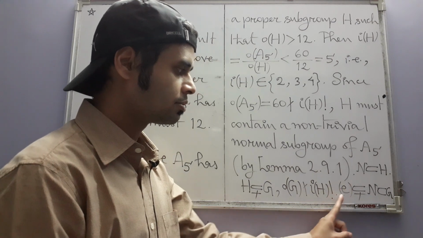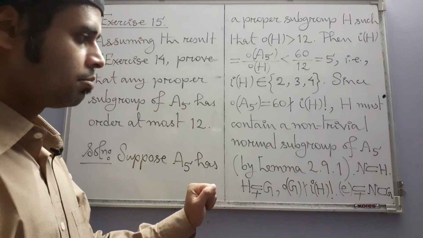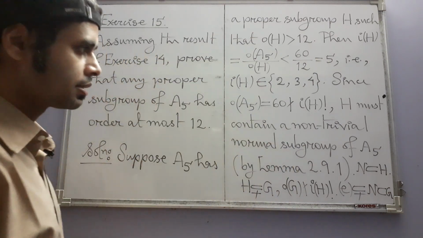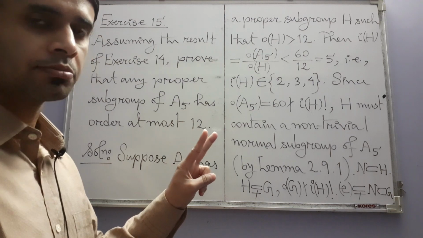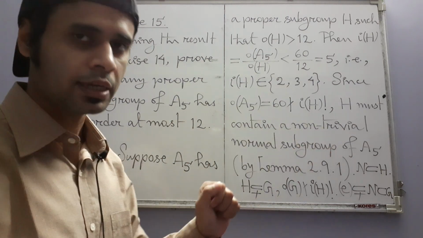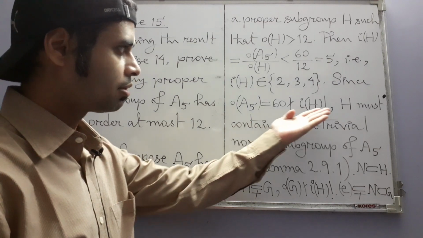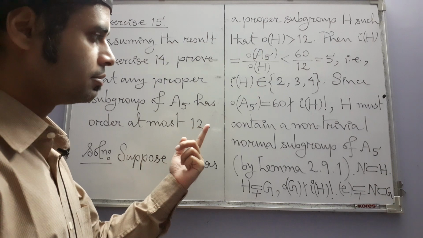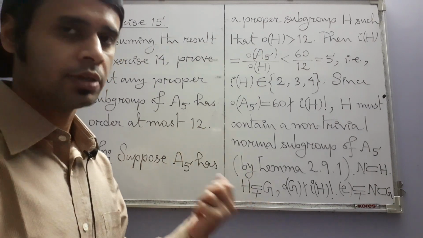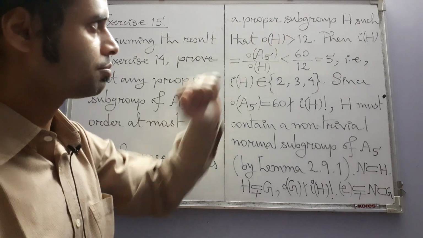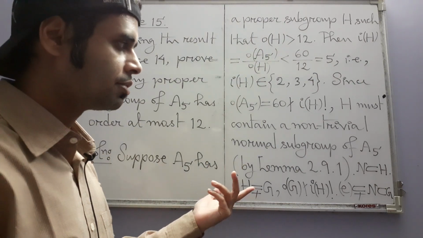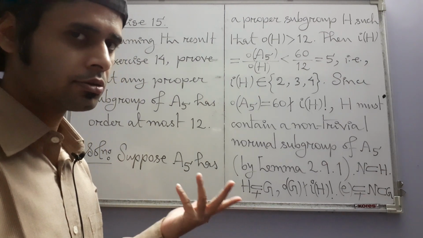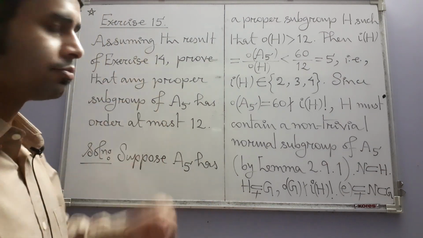Non-trivial means not equal to the trivial group. But that is not possible. Why? Because by the previous exercise, A5 has only two normal subgroups. One of them is the trivial group and the other is A5 itself. Now if our H contains such a normal subgroup, then that cannot be equal to A5 because H itself is a proper subgroup. At the same time, it's non-trivial, so it's neither A5 nor the trivial group E. So it's a contradiction to the result of this exercise.